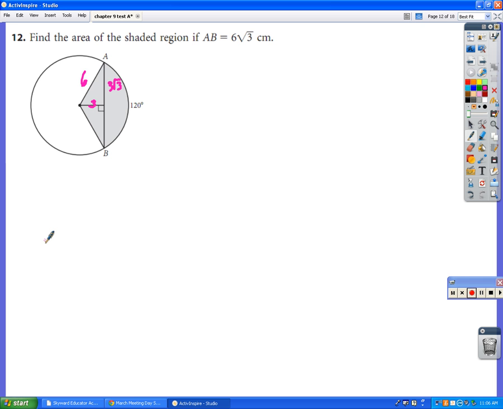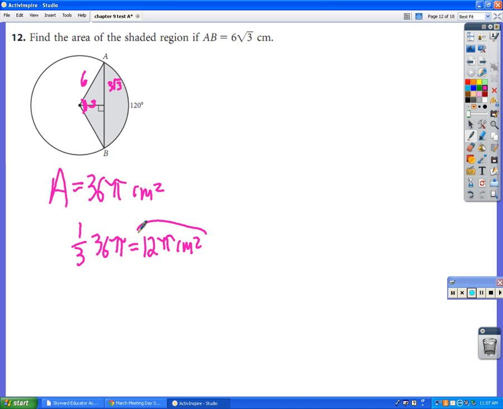6. Okay, so what's the area of the entire circle? 6 squared pi, which is 36 pi. Okay? What fraction of the circle is the shaded area? Yeah, because this is 120 degrees. So I have to go 1/3 of 36 pi, which would be 12 pi.